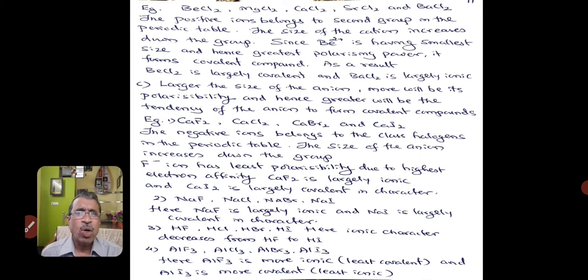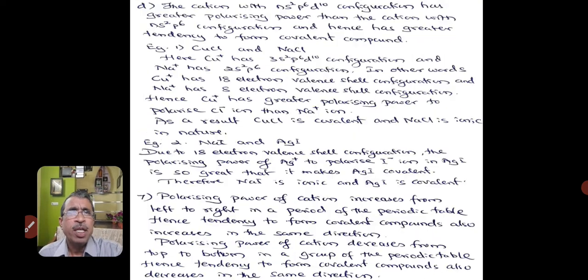Let us take one more example, sodium fluoride, sodium chloride, sodium bromide and sodium iodide. Here sodium fluoride is largely ionic and sodium iodide is largely covalent in character. So ionic character decreases from HF to HI. Similarly, ionic character decreases from aluminium fluoride to aluminium iodide. In other words, covalent character increases from aluminium fluoride to aluminium iodide.